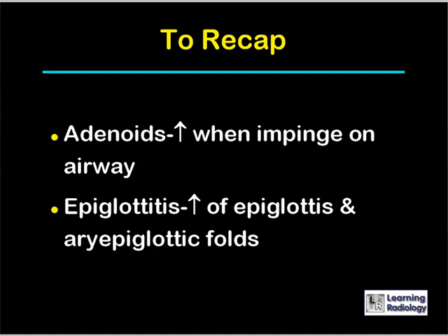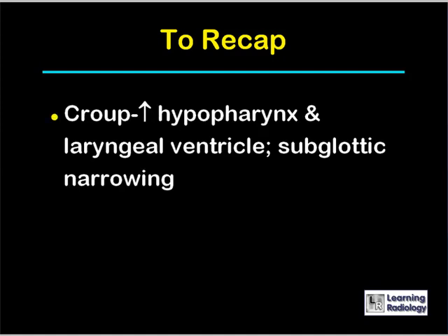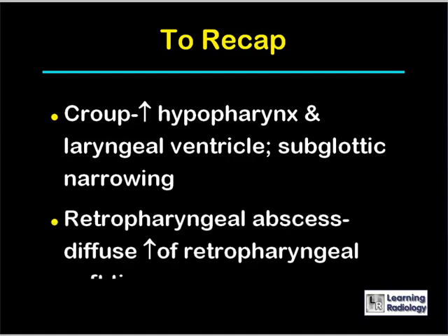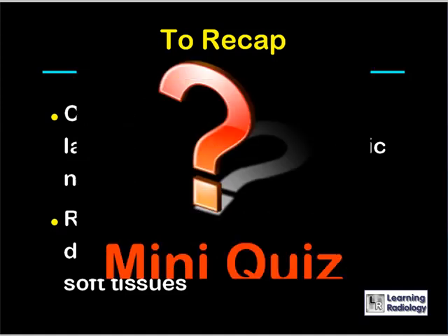Epiglottitis features enlargement of the epiglottis, the thumb sign, and enlargement of the aryepiglottic folds. In croup, there is dilatation of the hypopharynx and the laryngeal ventricle and narrowing of the subglottic space. And in a retropharyngeal abscess, there is usually diffuse enlargement of the retropharyngeal soft tissues.